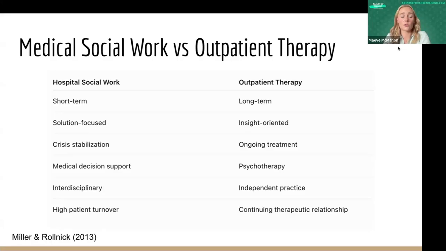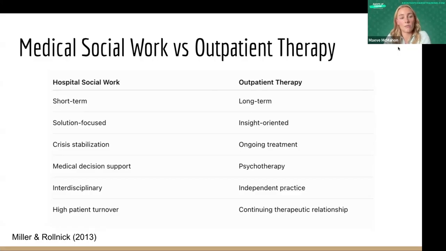Hospital social work is very solution focused. So a lot of the time that we are paged or consulted in the hospital is because there is a problem. So we are there to help find solutions to those problems, whether it be transportation or homelessness or substance abuse resources. We are trying to find a solution to that patient's problem that is making it difficult for them to have a safe discharge plan or feel like they are supported in the hospital. Outpatient therapy is very insight oriented, so you're kind of going off of what the patient themselves really wants.